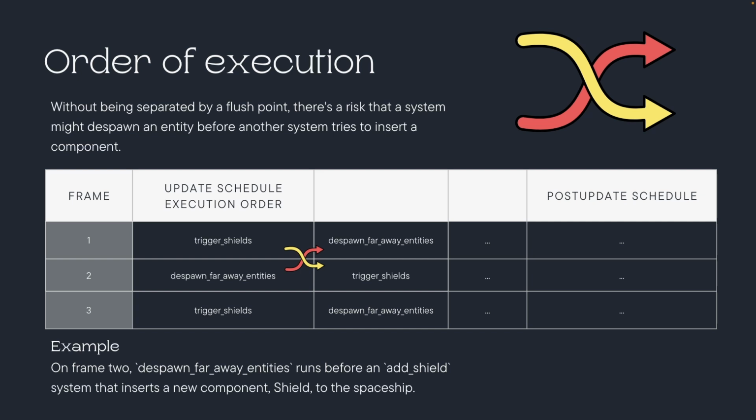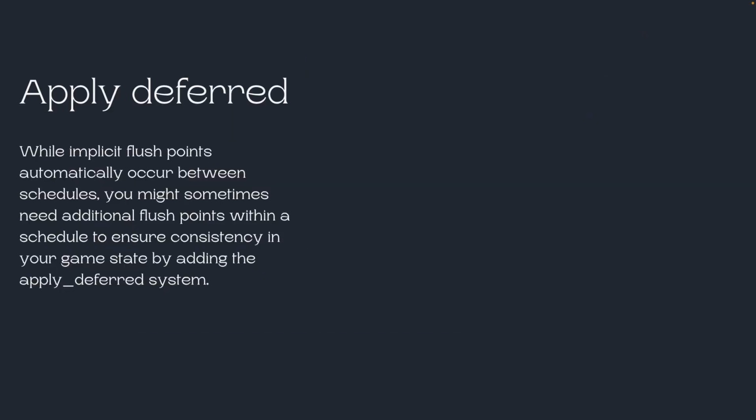So it's very important to understand what a flush point is, when a flush point happens, and how it affects your systems. If you're encouraged to add all your game logic to update for normal systems that run every frame, then how can you handle flush points without using multiple schedules for every time you want two different systems to have a flush point in between them? This is when apply_deferred comes in handy.